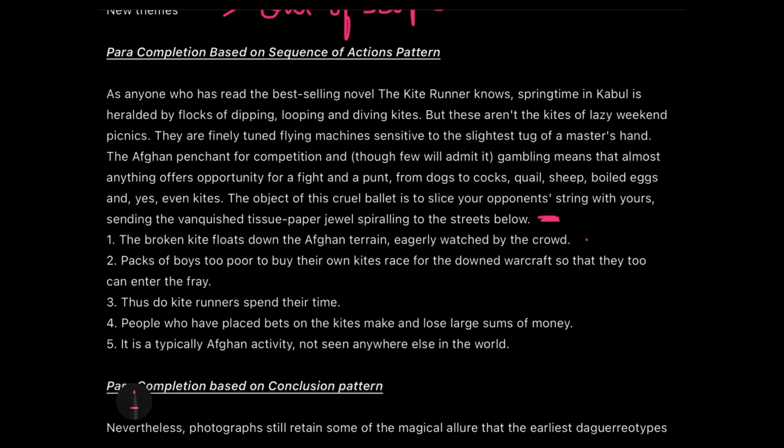So the paragraph says, as anyone who has read the best-selling novel The Kite Runner knows, springtime in Kabul is heralded by the flocks of dipping, looping and diving kites. So here I try to understand that the subject of the passage looks like kite flying in Afghanistan. Okay, and then next comes, but there aren't the kites of lazy weekend picnics.